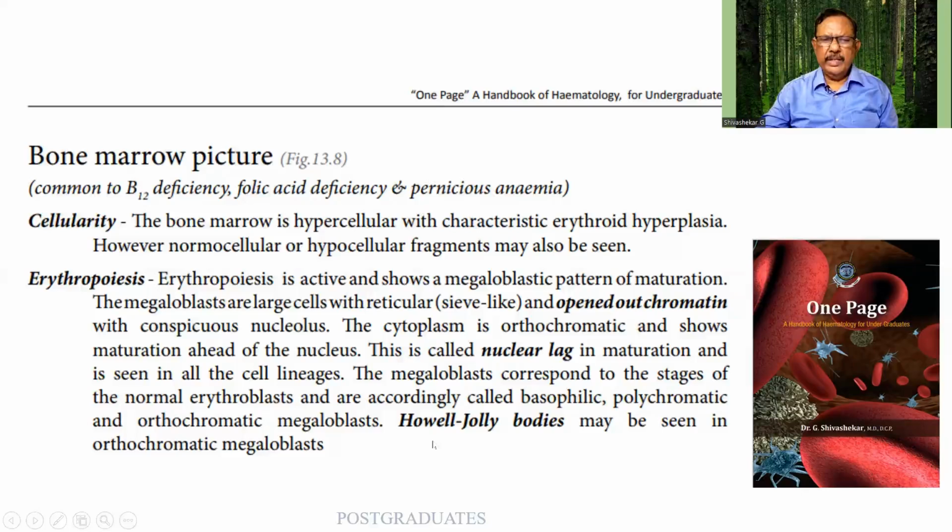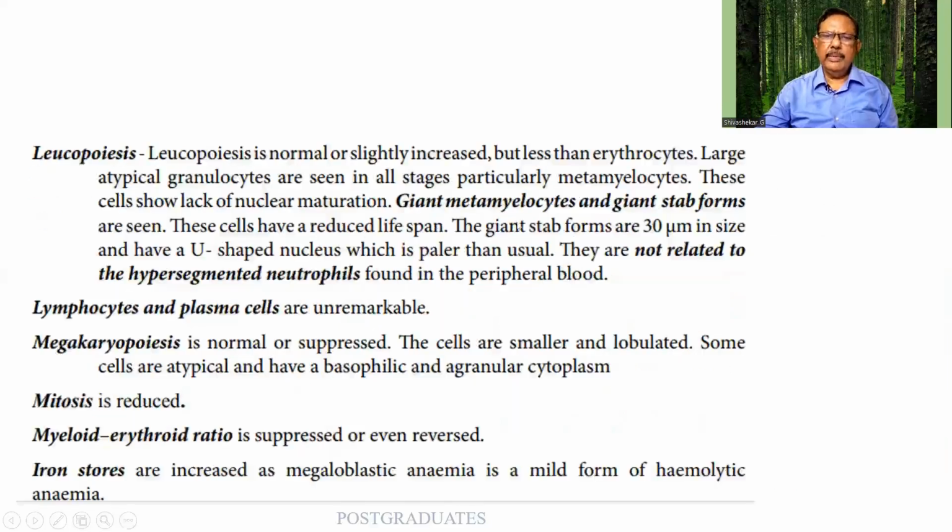You may be seeing the giant staph forms. So, giant metamyelocytes or the staph forms are seen over here. People say that this has got nothing to do with the dyshematopoiesis, but then it is again a hallmark of megaloblastic anemia. Lymphocytes and plasma cells are unremarkable because it is a different lineage that is not affected by either B12 or the folic acid.